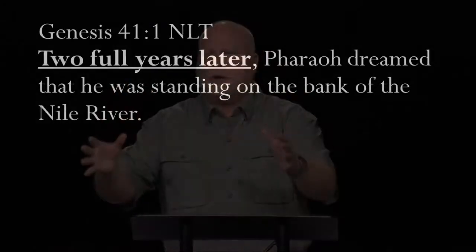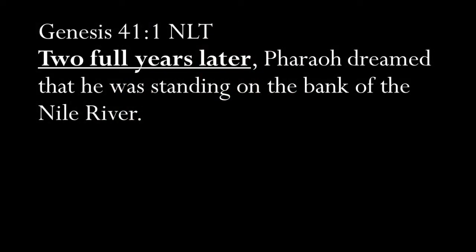It says, 2 full years later, Pharaoh dreamed that he was standing on the bank of the Nile River. And if you remember the story, no one could interpret the meaning of Pharaoh's dream. So Joseph was brought before Pharaoh to see if he could interpret the dream. And of course he could, and he did. But the point I'm trying to make is this. Joseph interpreted Pharaoh's dream 2 years after what happened in chapter 40.